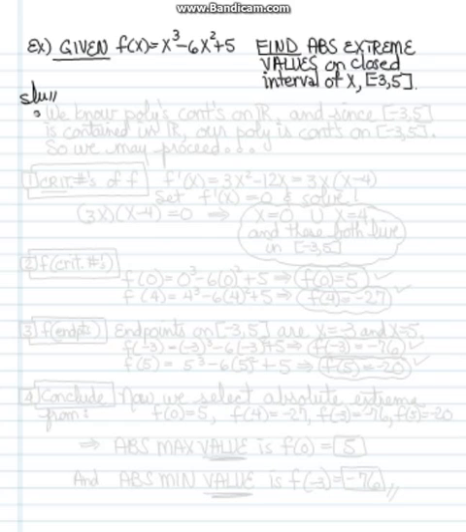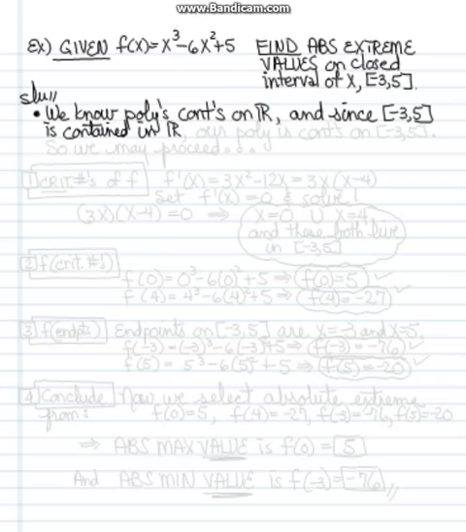Well, first let's make sure it's continuous. It is a polynomial. And we know that polynomials are continuous on all real numbers. And since the closed interval of x values from -3 to 5 is contained within the set of all real numbers, it's clear that our polynomial is going to be continuous for all those x values from -3 to 5. So we may proceed with this example.